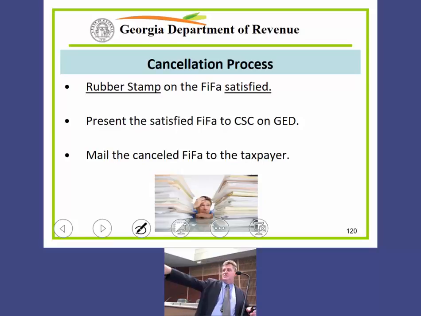And as I mentioned, once the FIFA is paid, you stamp it paid, and then you just record it with the Clerk of Superior Court. And you mail the canceled FIFA to the taxpayer, is what we recommend tax commissioners do. The big thing is just to get it canceled and the cancellation recorded.